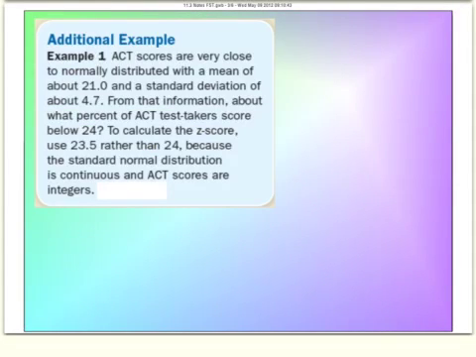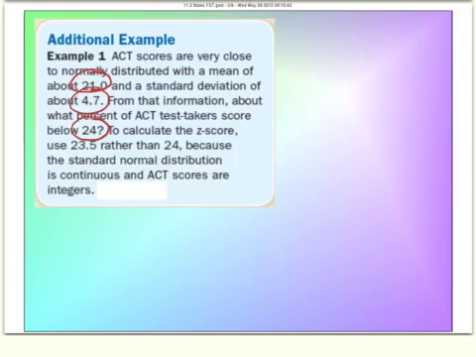Something a little more close to home for you might be ACT scores. So let's take a look at this. ACT scores are very close to normally distributed, with a mean of 21 and a standard deviation of 4.7 points. From that information, about what percent of ACT test taker scores are below 24? Okay, let's just go ahead and do that part.